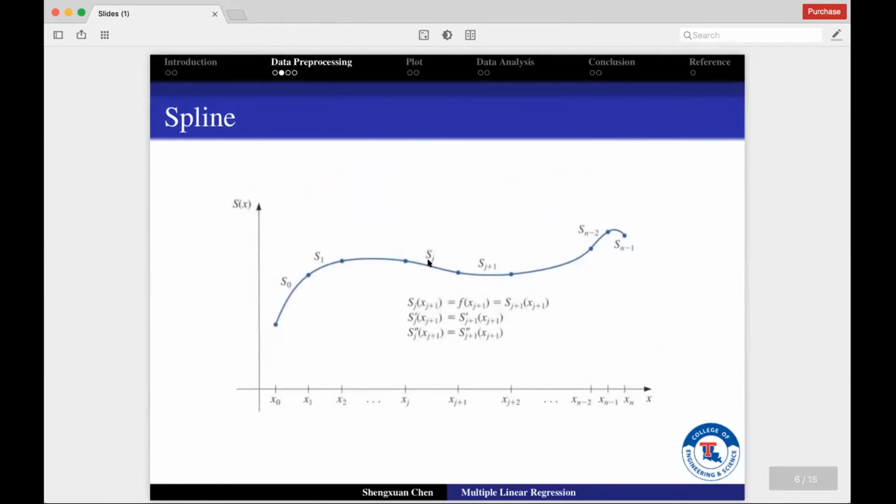There is sufficient flexibility in the cubic spline procedure to ensure that the interpolator is not only continuously differentiable on the interval, but also has a continuous second derivative.